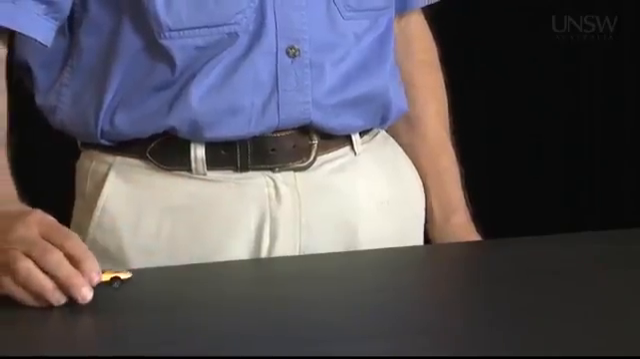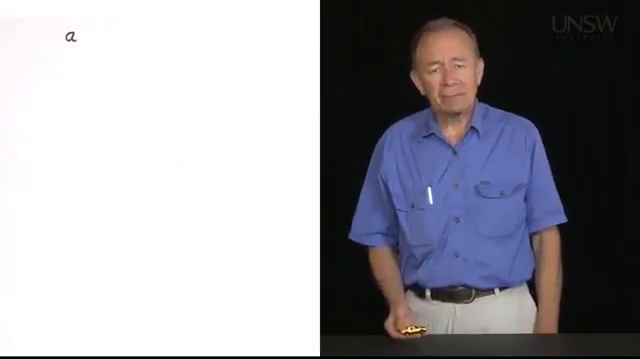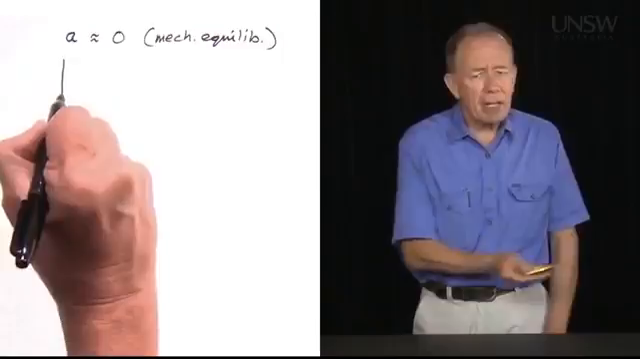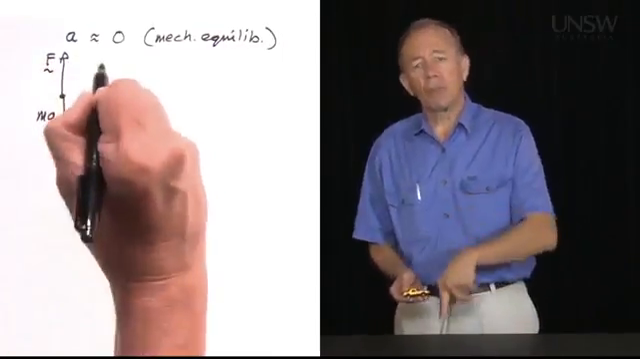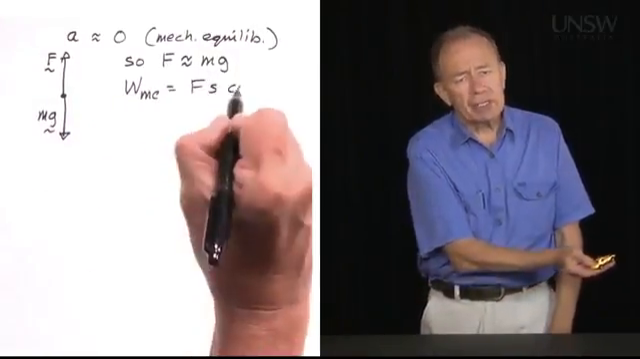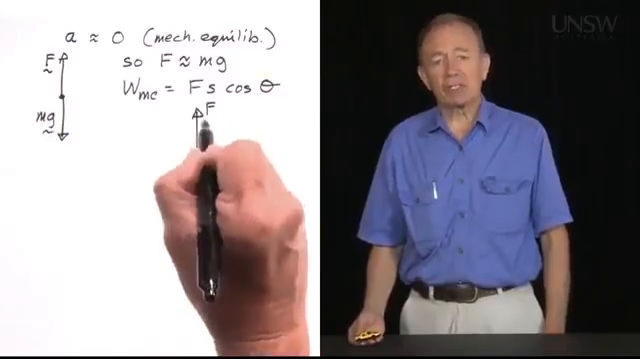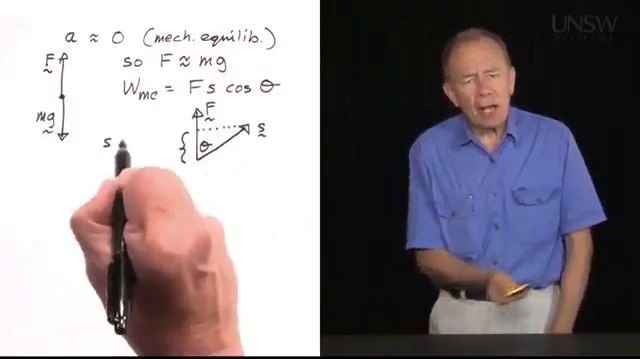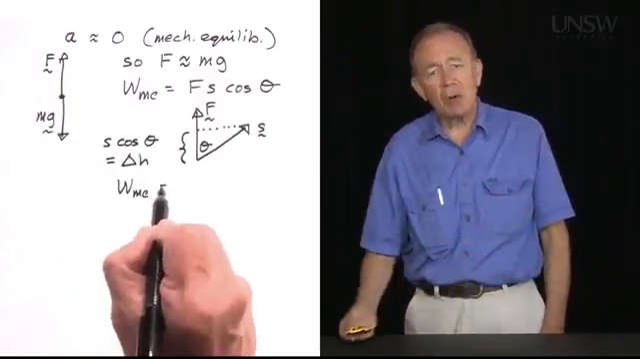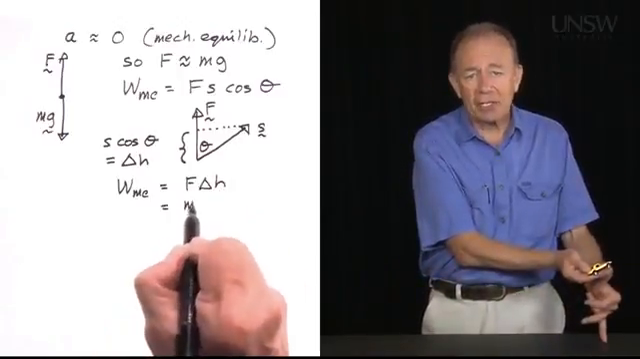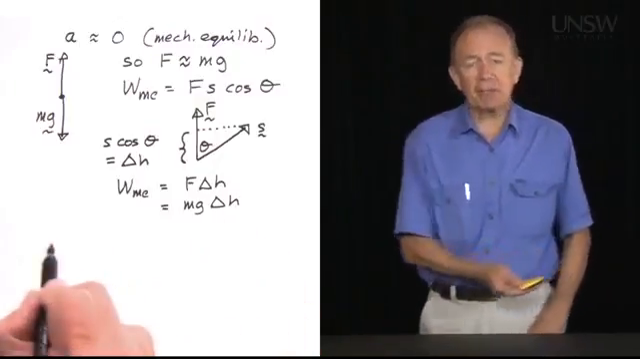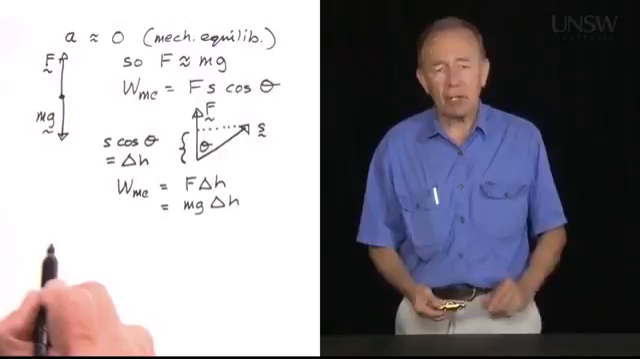How much work do I store in this gravitational interaction? Again, moving slowly so acceleration's negligible, the force that I apply equals the weight of the object. Over a distance s, I do work W_me equals Fs cos theta. But from this triangle, s cos theta is just the change in height, delta h. So I do work F delta h. Going up, I do work mg delta h against the gravitational interaction between the mass m and the Earth.